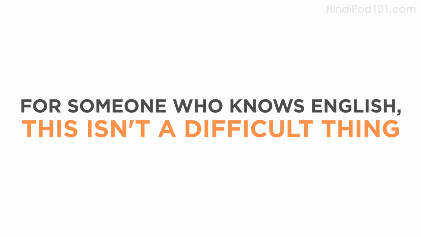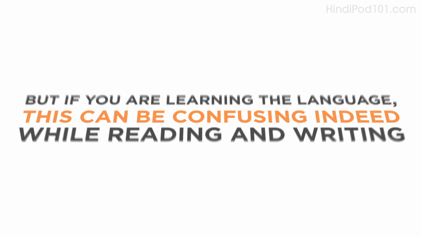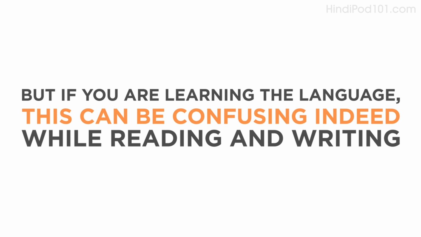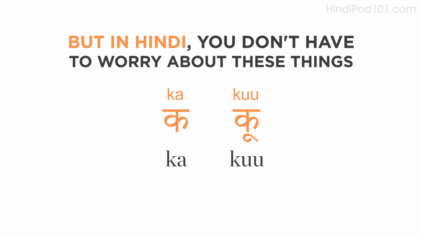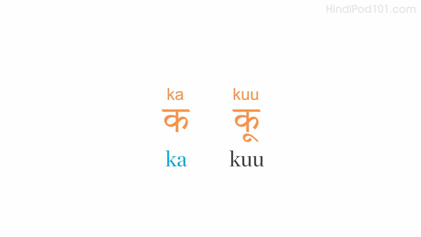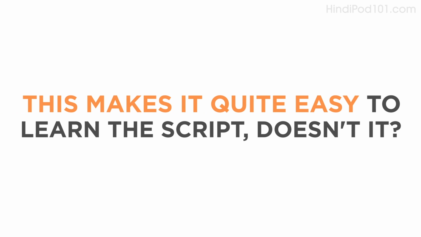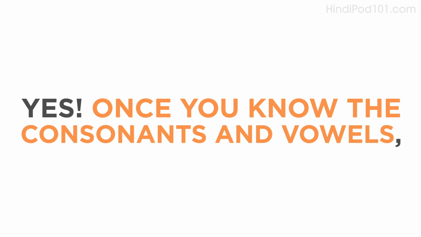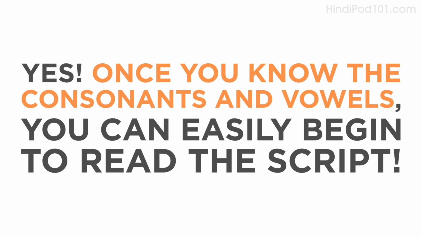For someone who knows English, this isn't a difficult thing. But if you're learning the language, this can be confusing indeed while reading and writing. But in Hindi, you don't have to worry about these things. If the sound is ka, you write k. If the sound is ku, you write ku. This makes it quite easy to learn the script, doesn't it? Yes, once you know the consonants and vowels, you can easily begin to read the script.